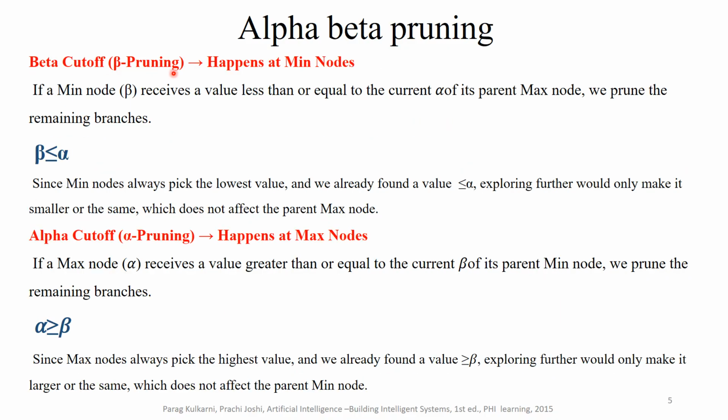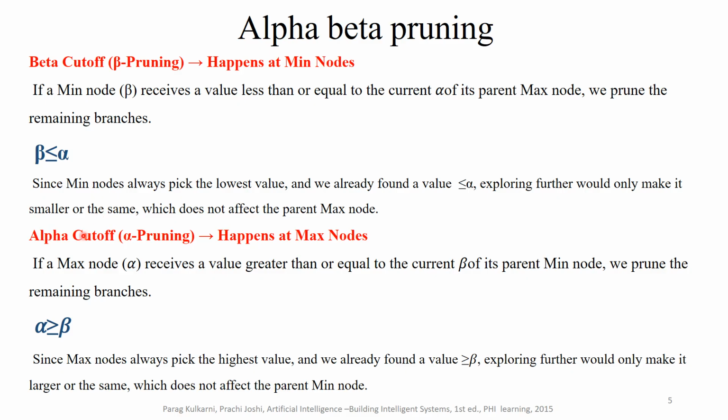Beta cutoff, or beta pruning, happens at min nodes. If a min node's beta receives a value less than or equal to the current alpha of its parent max node, the remaining branches are pruned. So beta less than or equal to alpha. Since min nodes always pick the lowest value and we already found a value less than or equal to alpha, exploring further would only make it smaller or the same, which is not going to affect the parent max node.